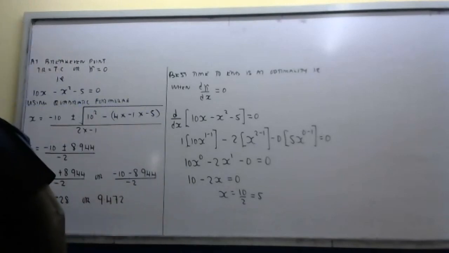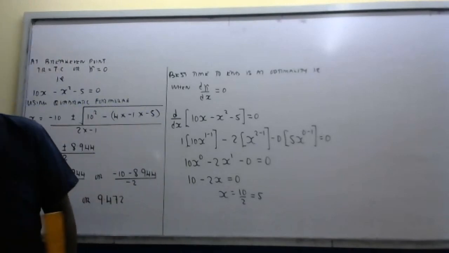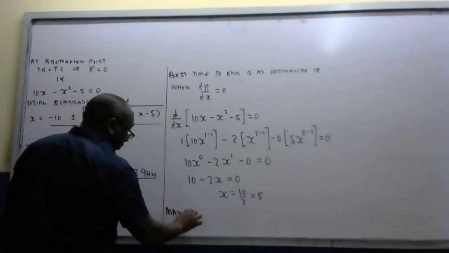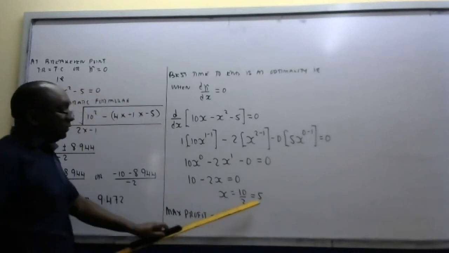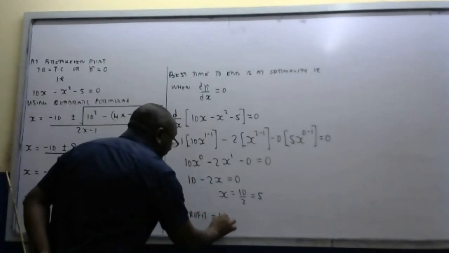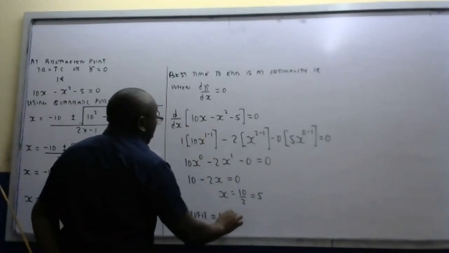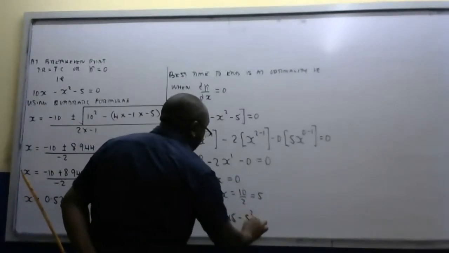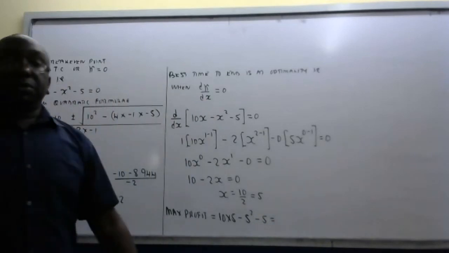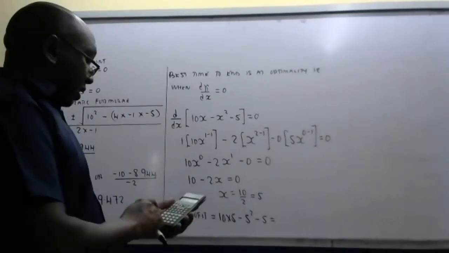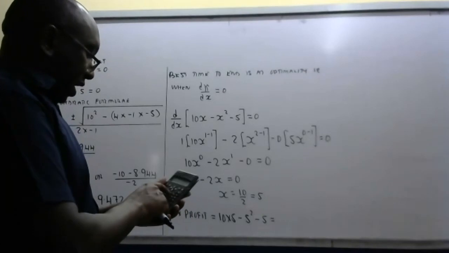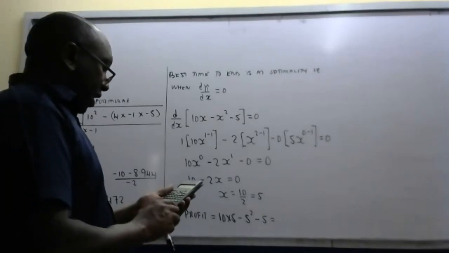So finally, you are told the maximum profit based on our answer. You now substitute this 5 into our profit function. So 10 times 5 minus 5 squared minus 5. If you put the figures in the calculator, that will be 10 times 5 minus 5 squared minus 5, which is 20.